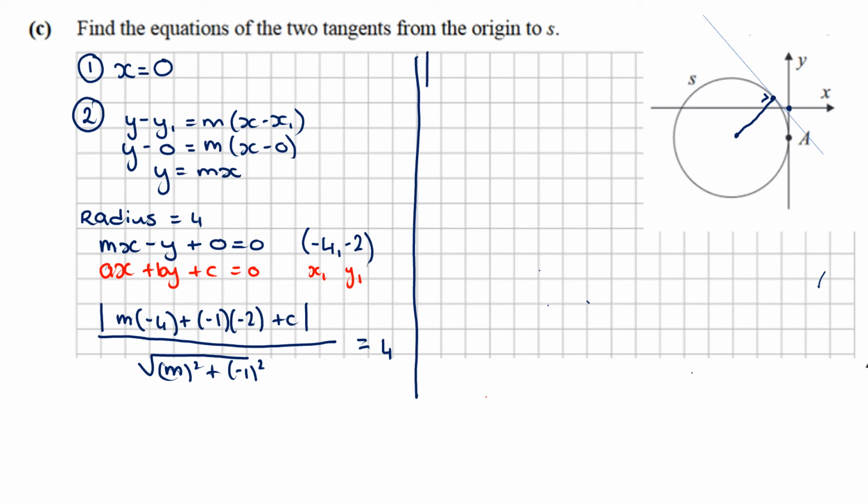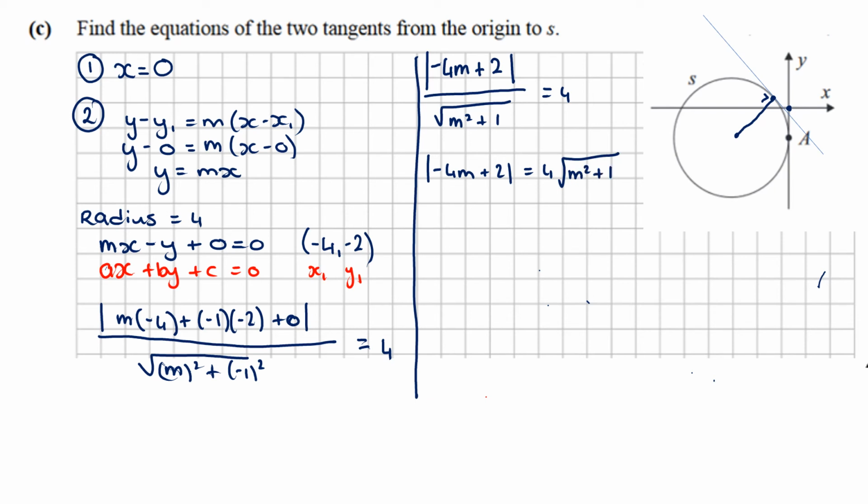So let's tidy this up a bit. We get minus 4m plus 2, and that should be a 0, all over the square root of m squared plus 1, and that equals 4. I'm going to multiply across by the denominator. Minus 4m plus 2 equals 4 square root of m squared plus 1.